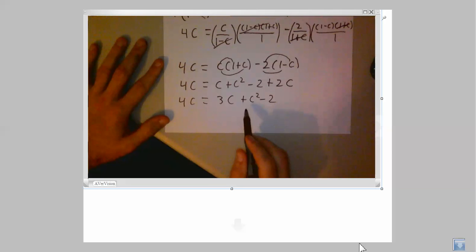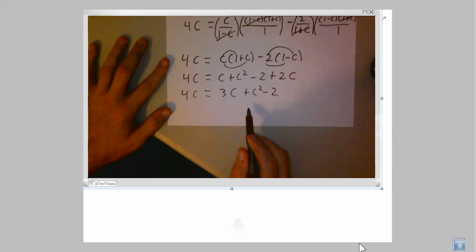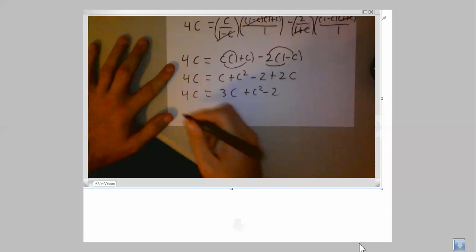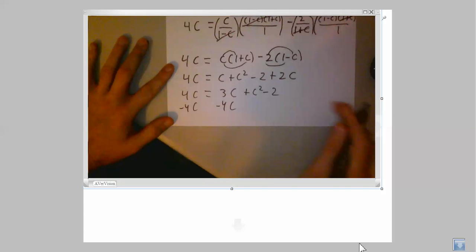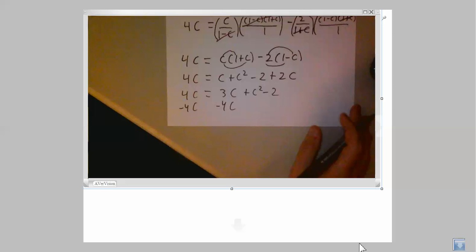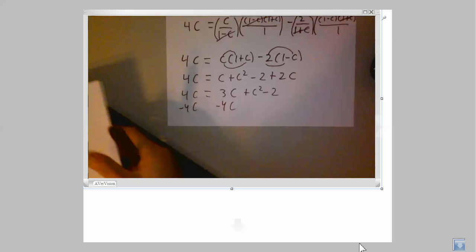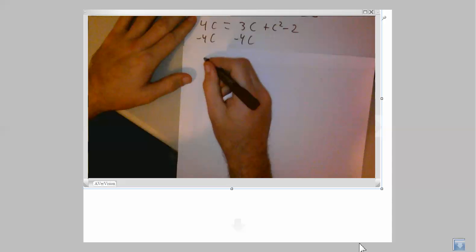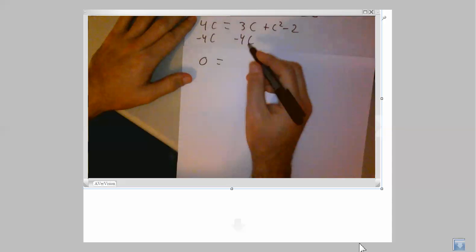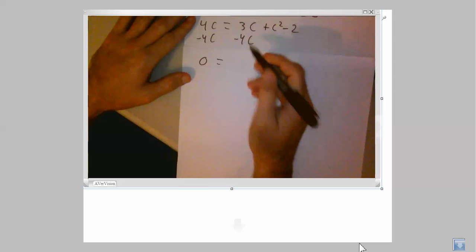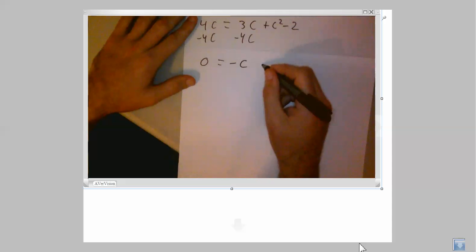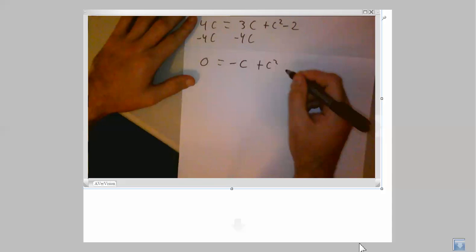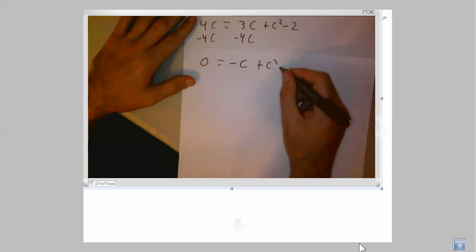Now, this is a quadratic, so to solve quadratics, I just bring everything over to one side. So I'm going to subtract 4c over here, and I'm going to subtract 4c over here. And let me go on to another sheet of paper. And 4c minus 4c is 0. And negative 4c and a positive 3c leave me with negative c, plus c squared, minus 2.